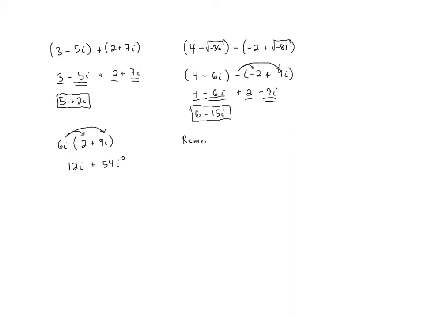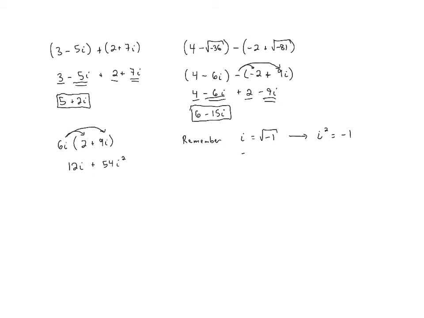Let's remember, i is the square root of -1. Now, I'm going to give you a fact that might blow your mind right now. This means that i squared is equal to -1. Now, why is this the case?